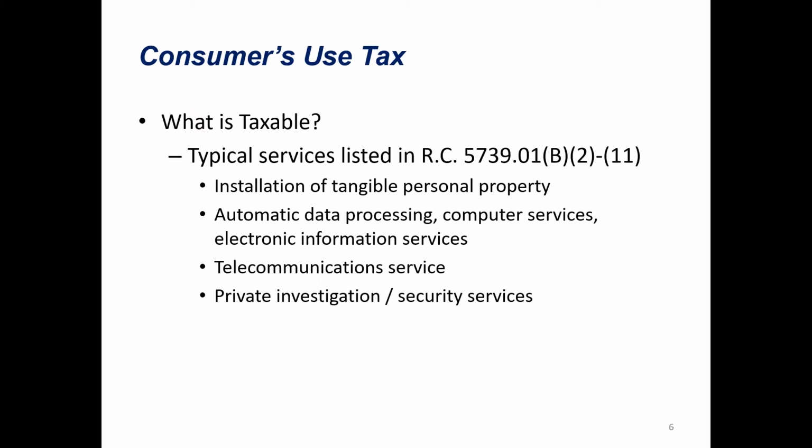Then we have automatic data processing, computer services, and electronic information services. ADP, or automatic data processing, is one of our big services we see in the field of software as a service. Ohio has determined that when you're providing software as a service, it is treated as an automatic data processing service. Electronic information services is acquiring data or placing data into a computer for others to provide or receive.